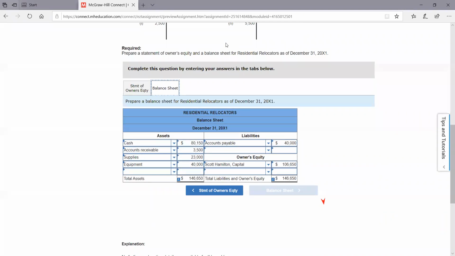You'll see that same balance of 106,650. That's the capital. You had accounts payable. Then you just have to list your assets and make sure that your total assets equals your total liabilities and equity. And again, note the date.